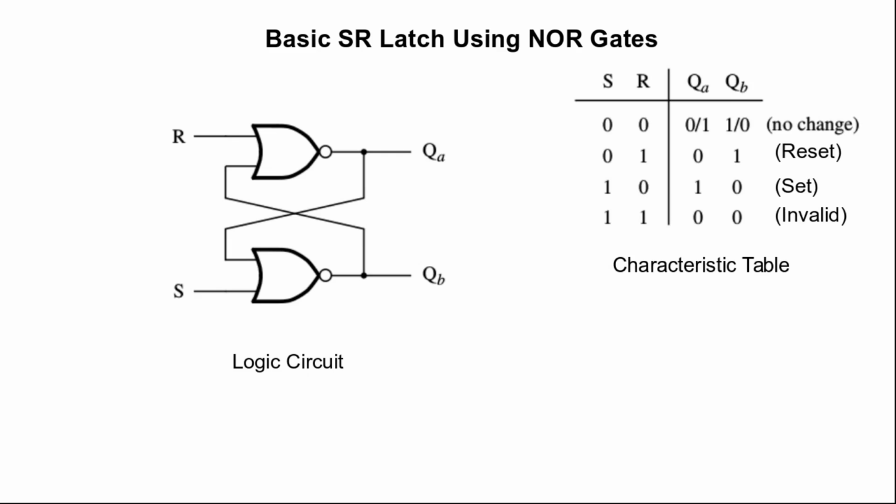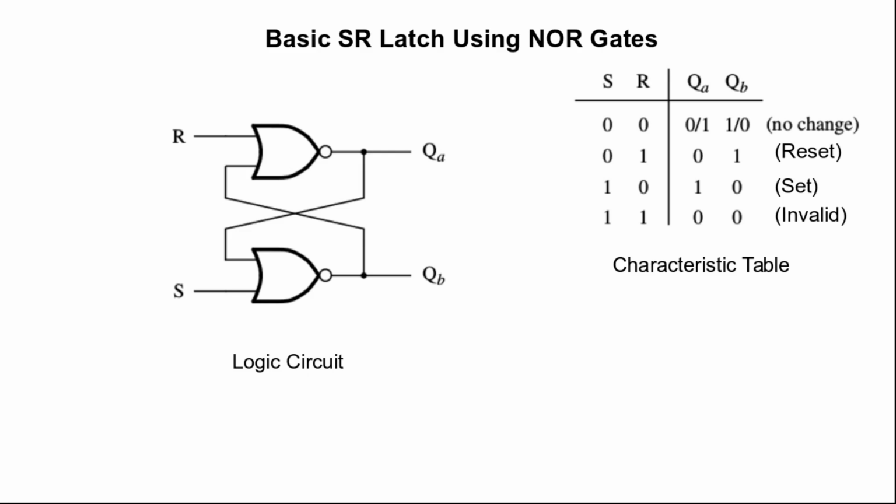And in the last class, we saw that this was the characteristic table for the circuit. And what we saw is that when both the S and R inputs are 0, then the state of the latch does not change. So if QA was 0, it remains 0, and if QA is 1, it remains 1. And when the input is S equal to 0, R equal to 1, the latch goes to the reset state. And what we mean by reset state is that the QA output becomes equal to 0.